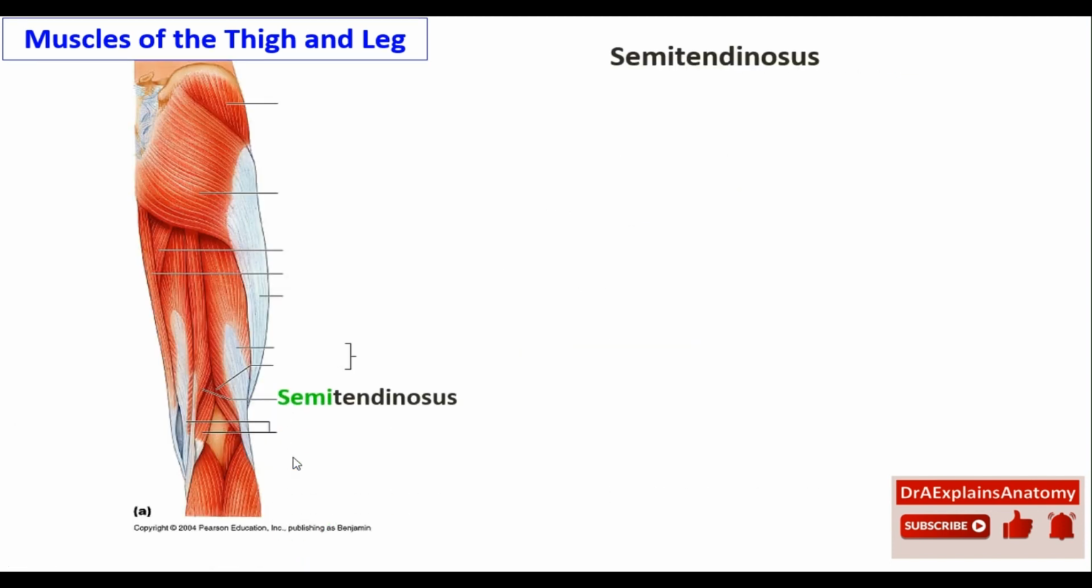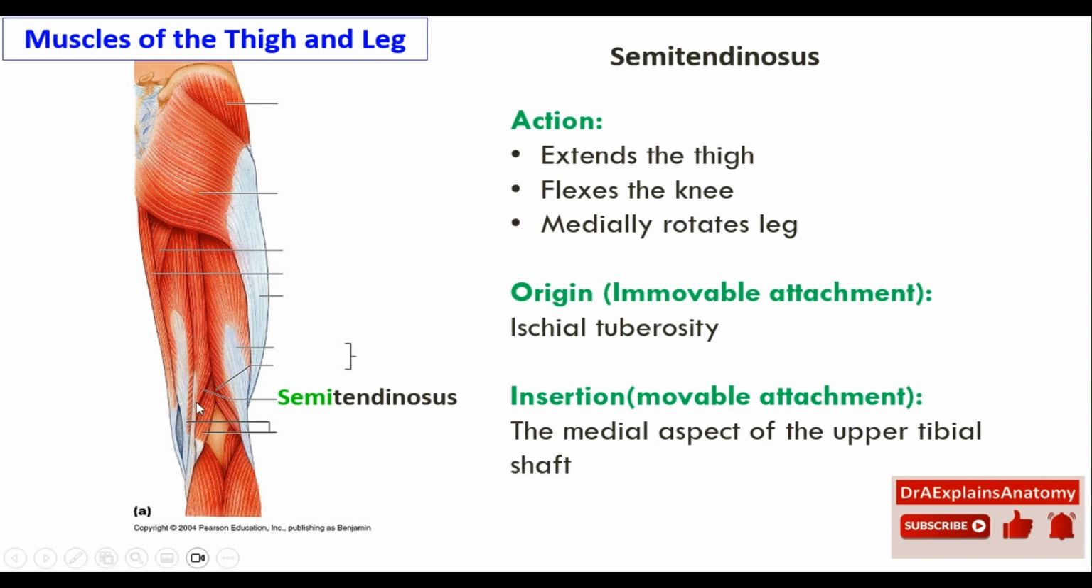Moving to the semitendinosus muscle, right here we can see the semitendinosus muscle. The action: it extends the thigh, it flexes the knee, and it medially rotates the leg. The origin is the ischial tuberosity. The ischial tuberosity is a structure on the ischium, which is one of the three bones that form the hip bone. The insertion: it is inserted on the medial aspect of the upper tibial shaft. The tibia is the medial bone in the leg.